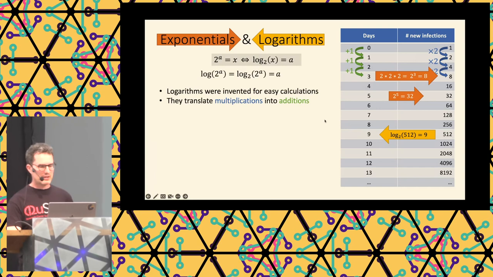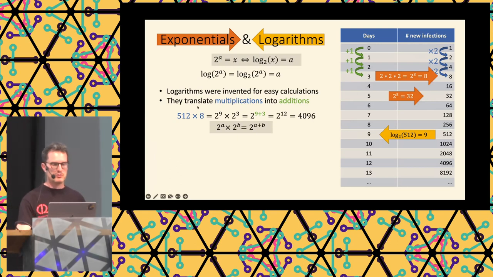So logarithms were invented for easy calculations, because they translate multiplications on the right into additions on the left. Here's a little example. If you want to multiply, for instance, 512 with 8, you could do this in an easy way. If you recognize them as powers of 2, you can write 2 to the 9 times 2 to the 3. Well, these are all powers of 2, so you only wonder how many times you multiplied 2 with itself. So you get 2 to the 9 plus 3, so that's 2 to the 12. You can look that up here as well: it's 4096. So there's a little rule we used here, namely that 2 to the a times 2 to the b is 2 to the a plus b.